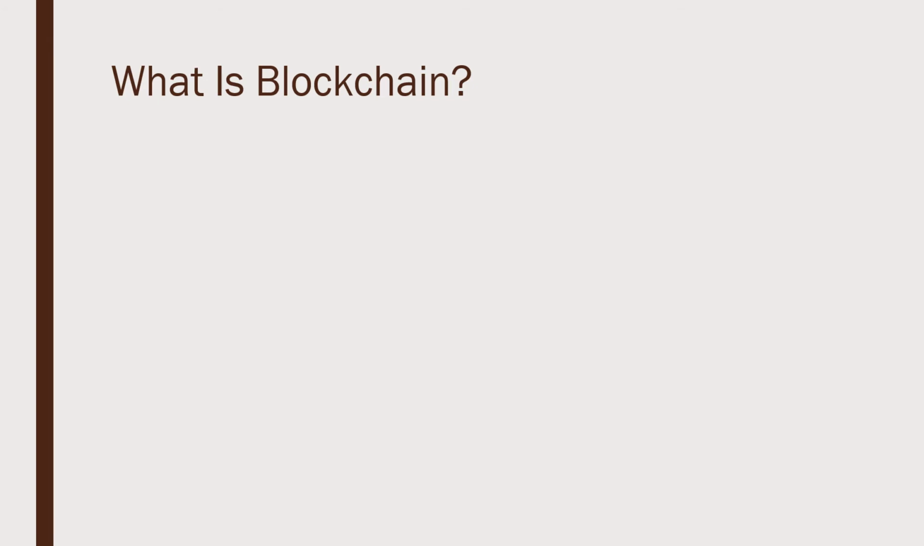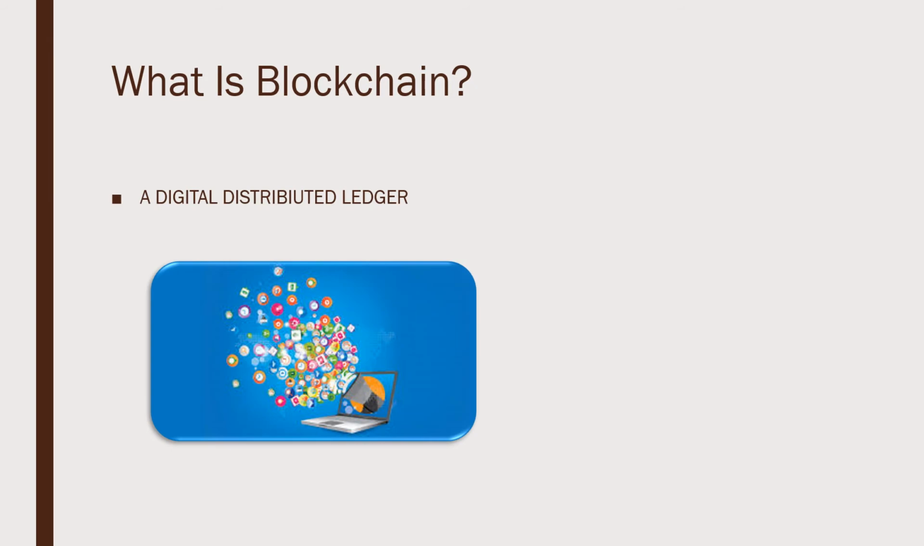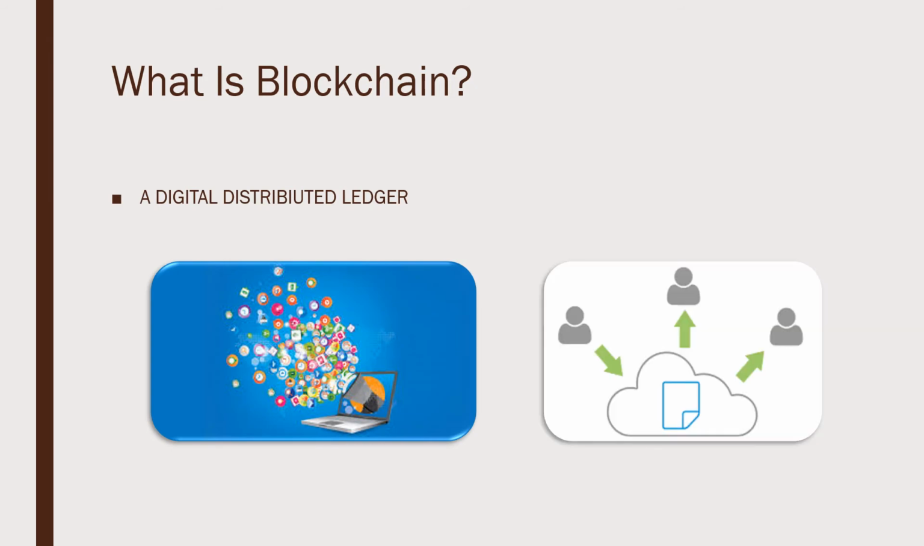When we talk about what a blockchain is, it is nothing but a digital distributed ledger. A ledger is a book where all the transactions are recorded, and a blockchain is nothing but a ledger which is digital. Okay, cool.